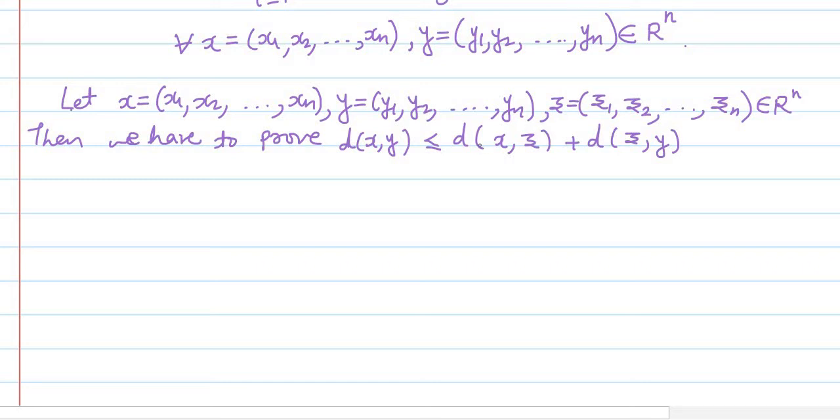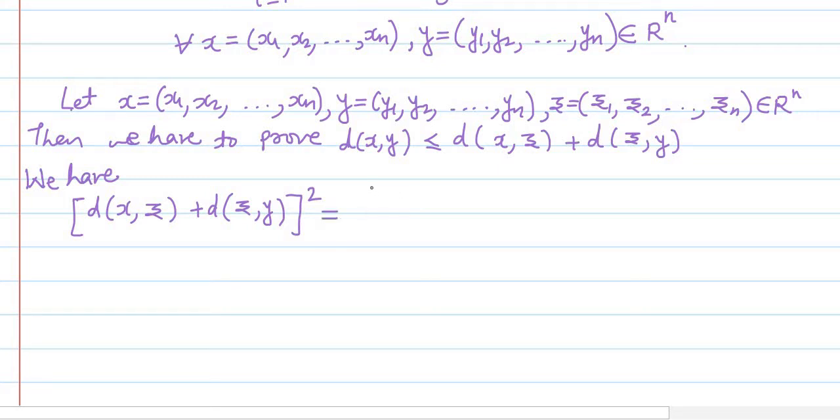So for that purpose, we will begin by taking the square of the right hand side. So we have D of x comma z plus D of z comma y, whole square. We'll take the square of this. Okay, so it is equal to, using the definition of the D function of this example.